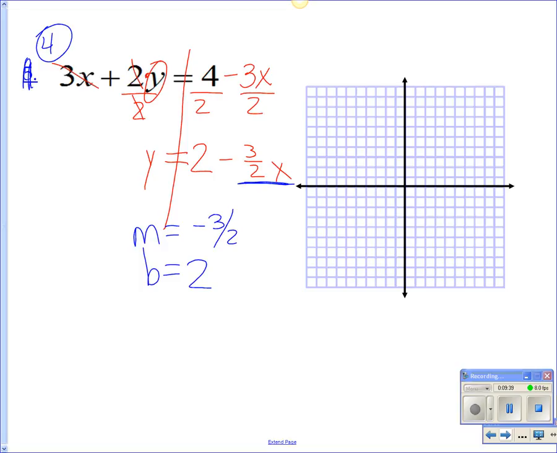Ethan H., which one of these is my starting value? All right, so my starting value is 2, so I go up 2 and put a point. Chad, how am I going to do a slope of -3/2? Down 3 and over 2. Very good. And I connect my points.